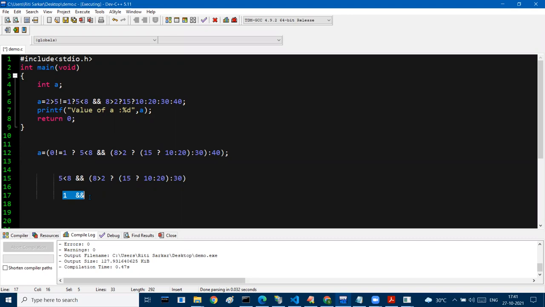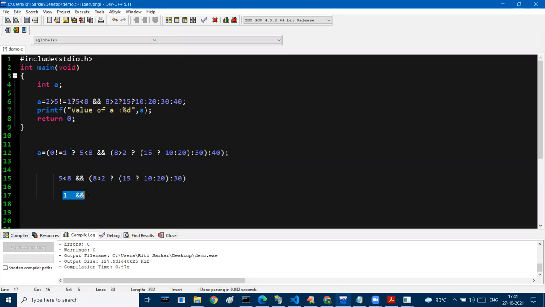Remember always, precedence and associativity. This is the part you have to remember carefully. Here, 2 greater than 5. According to the precedence, greater than has high precedence, so 2 greater than 5 will be evaluated first. And 2 greater than 5 is a false condition.